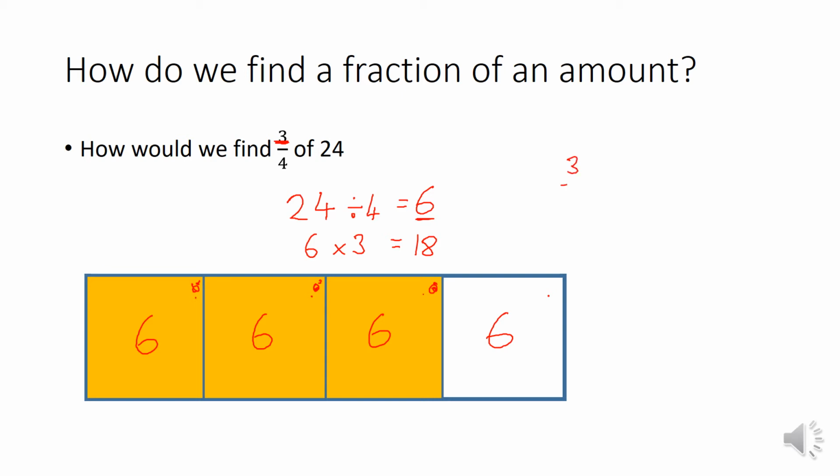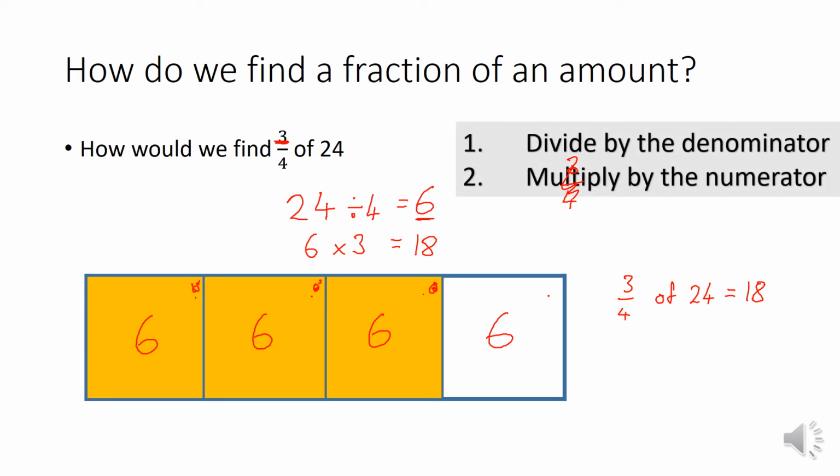So 3/4 of 24 equals 18. We've worked that out because we split it into 4, and we know we have 3 of them. Just looking up here at what we did, we divided our number by the denominator, so we did 24 divided by 4 to get 6. And then when we had our answer, we multiplied that by the numerator. We did 6 times our numerator, which was 3, to get our final answer of 18.